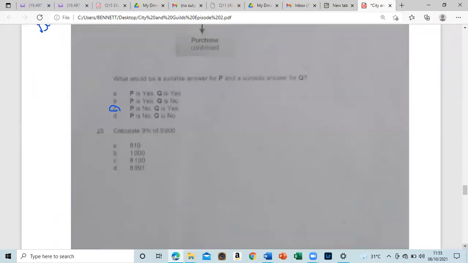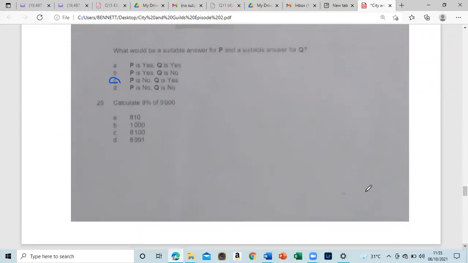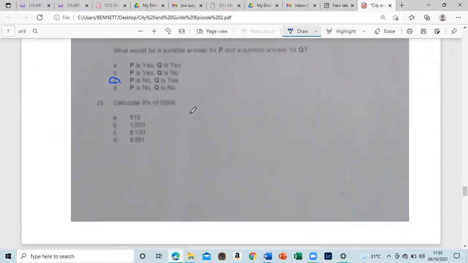All right, 25, calculate 9% of 9,000. So that's 9%. Percent means out of 100. And then we are going to multiply by this. So we're going to take off 2 zeros because we're dividing by 100. And then that will be 18. So that is A. Another way you can look at it. Yeah, that's good. It's very simple.